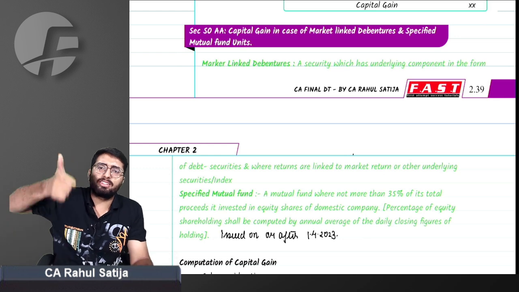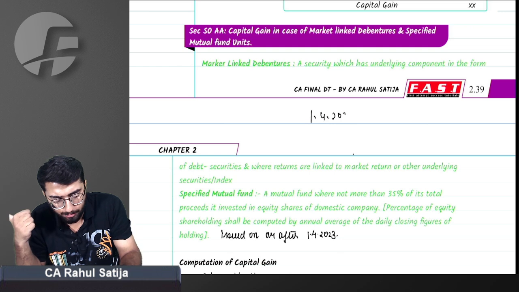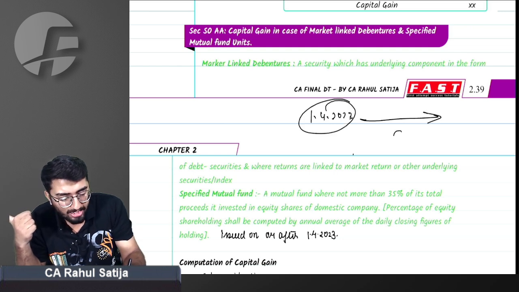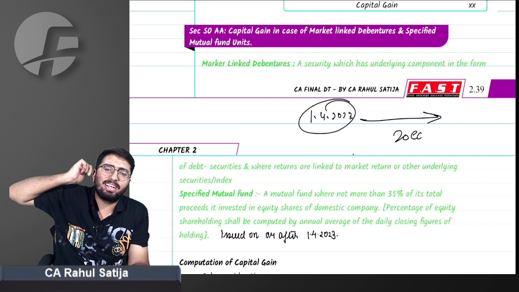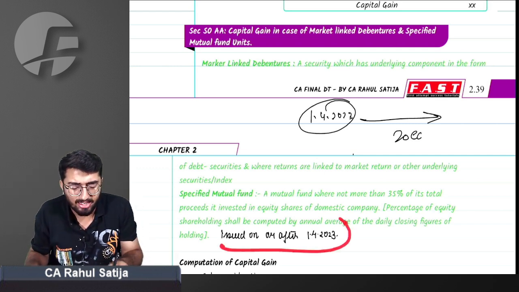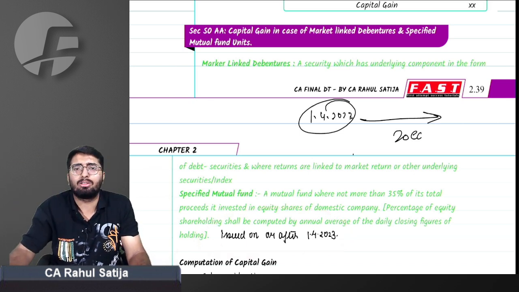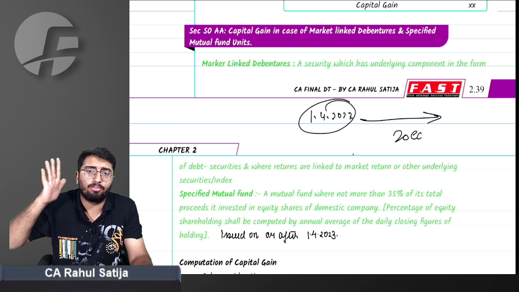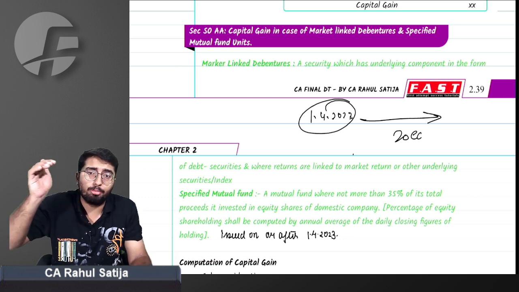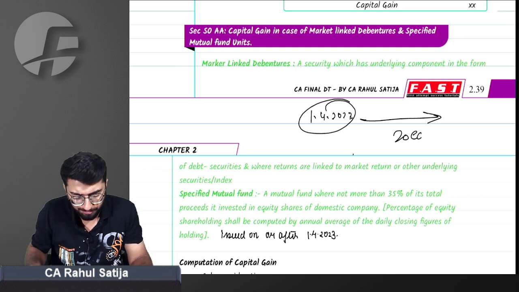For example, if a mutual fund is issued on 1st April 2022 and invests only 20% in equity, can it be classified as a specified mutual fund? Right answer is no, because it is clearly stated that only funds issued on or after 1st April 2023 will be classified as specified mutual funds. Any mutual fund issued prior to this date will not be classified as specified mutual fund.